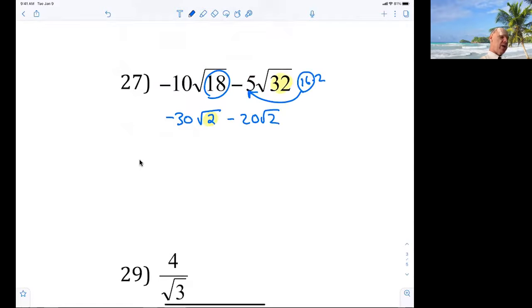So altogether, that is minus 50 radical 2. All right, anybody else? Anybody?